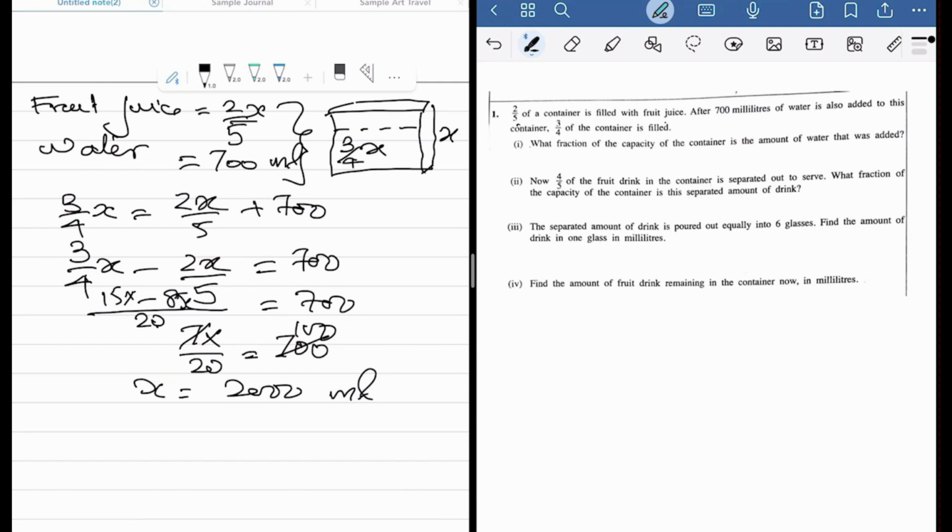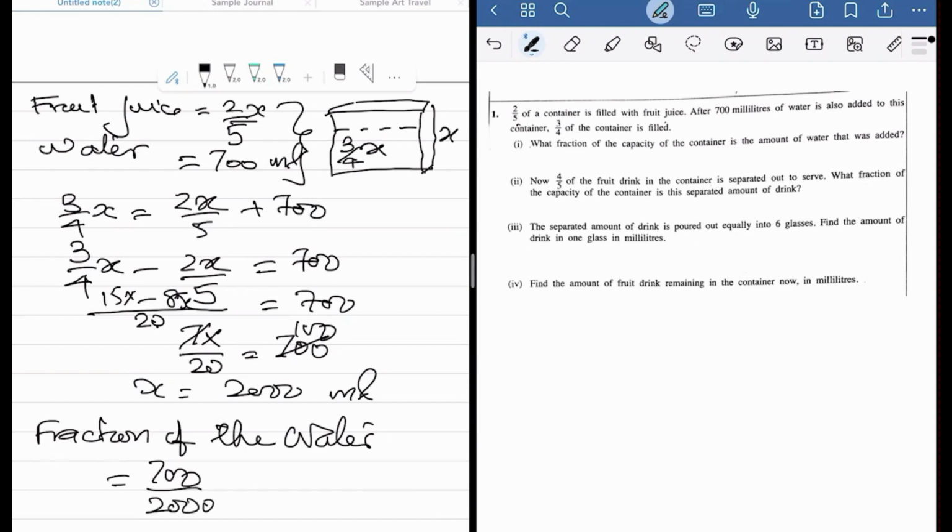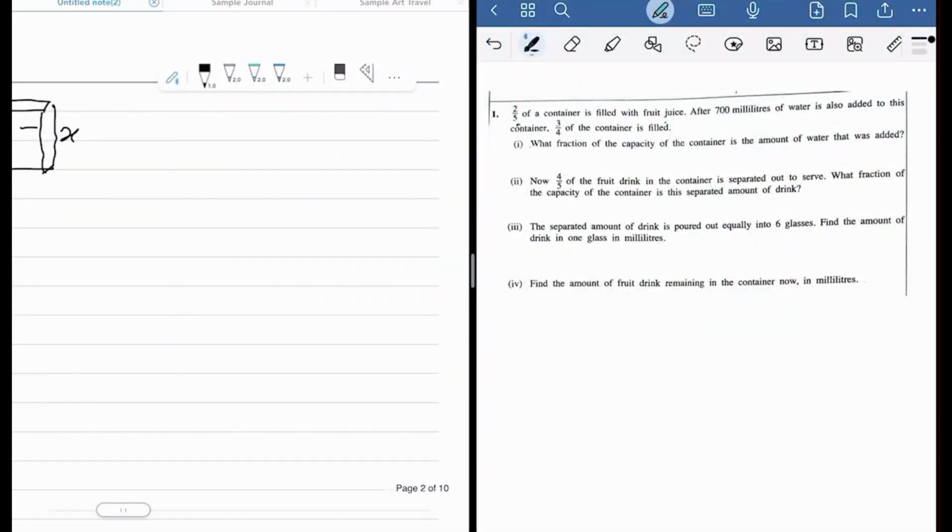So what's the question? Question number 1 asks, what's the fraction of the water? So fraction of the water is equal to, water is 700 divided by 2000. If you cancel the zeros, that is equal to 7 over 20. That is the first part. Okay, so now we can move into the second part.